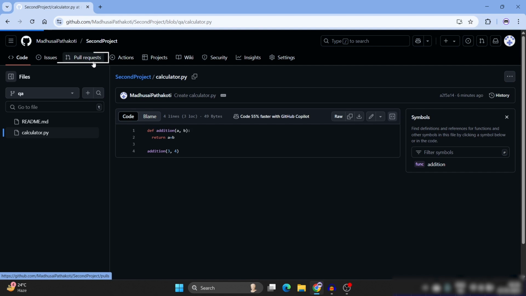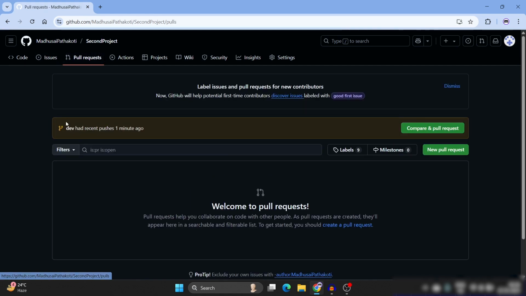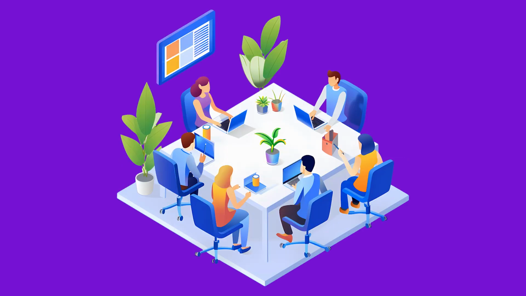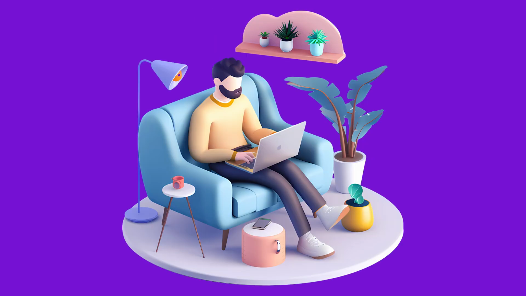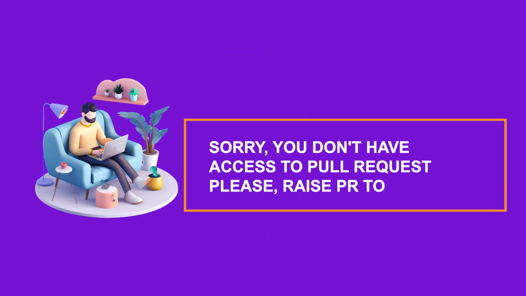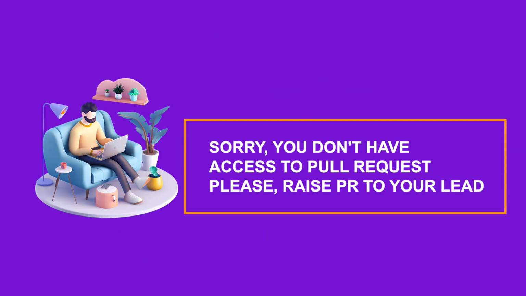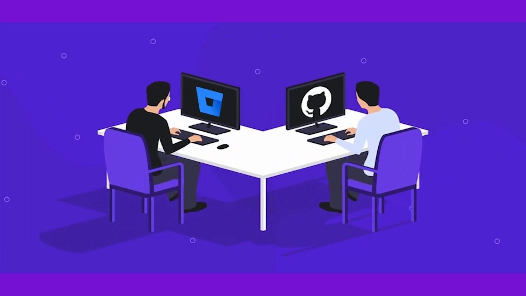Now we need to raise the pull request. Here you will find pull request. Dev had one recent push 1 minute ago. So pull request. What is the use of pull request? For example, in a software company, if you are in a software development team, you may not have access to the pull request tab. Only your tech lead has the right to raise a pull request. Then after developing code, you need to inform your team lead to raise a pull request for the latest changes to be reflected on the new branch. So the team lead will create a pull request. Let us see how to raise a pull request.